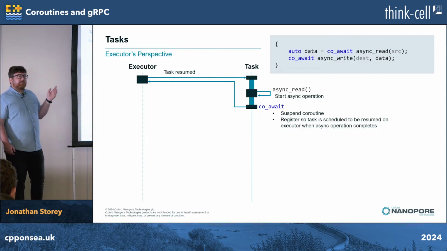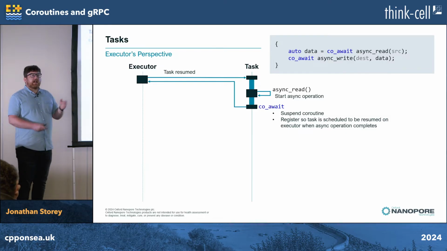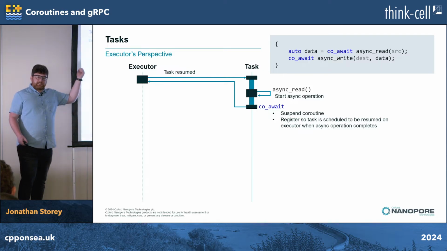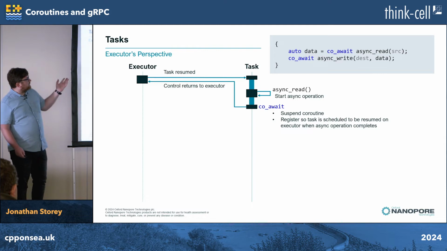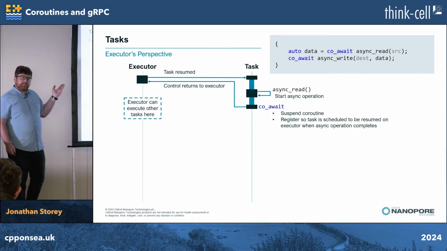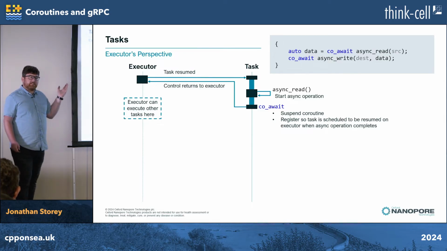So you can imagine that a normal async function might have a callback, and you might say in the callback, stick this task on the executor. Control returns to the executor, and now the executor is free to execute other tasks. So this is the async concurrency side of things.